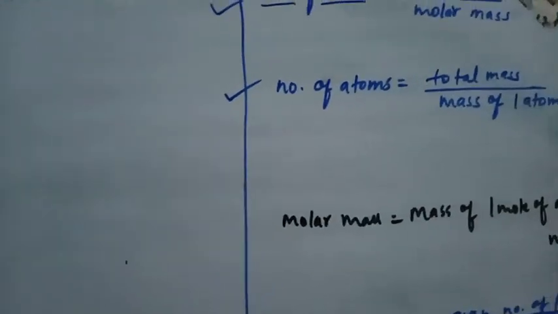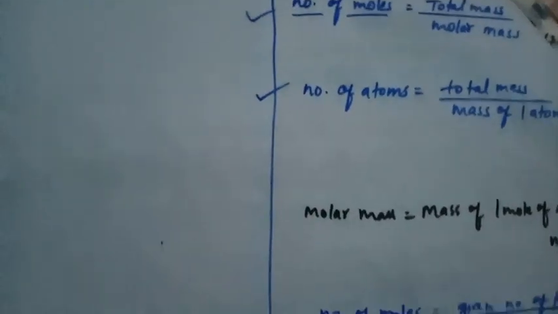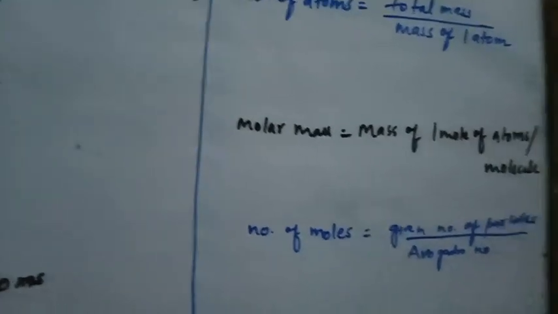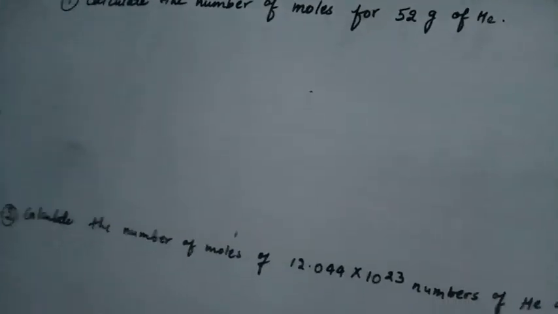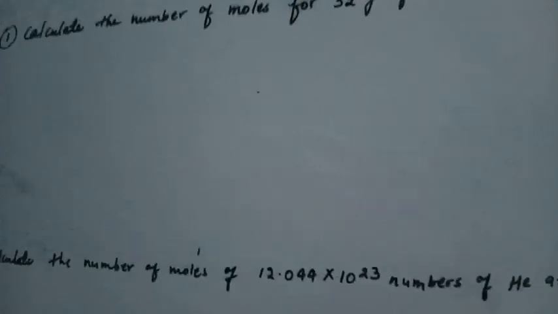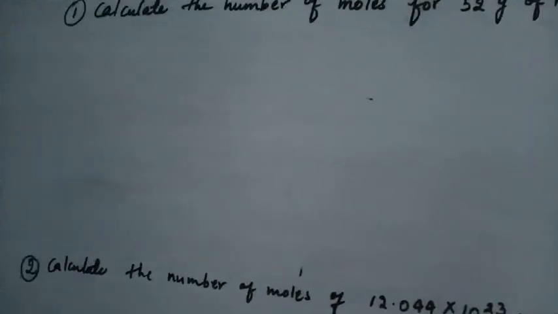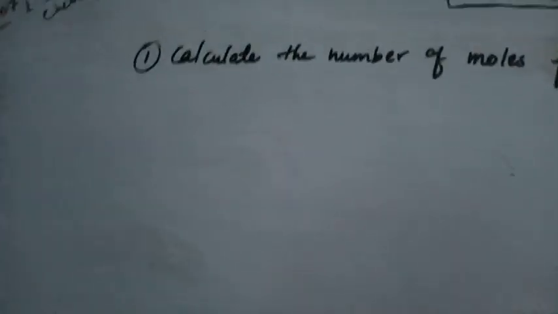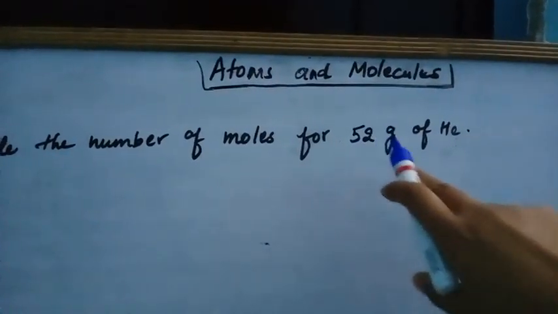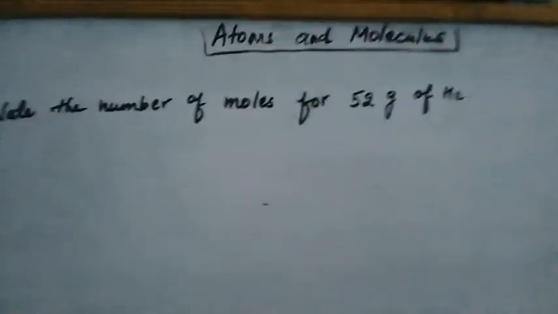So depending on the type of questions given, you can use any of these 3 formulas. And if you forget these formulas, there is nothing to worry about. If you know the concept, you can just solve the problems. Okay, the question. First we will see: calculate the number of moles for 52 gram of helium.